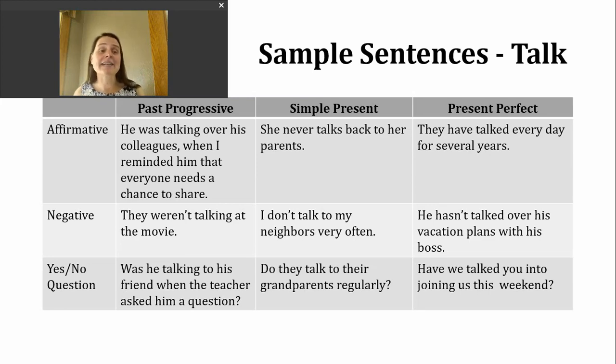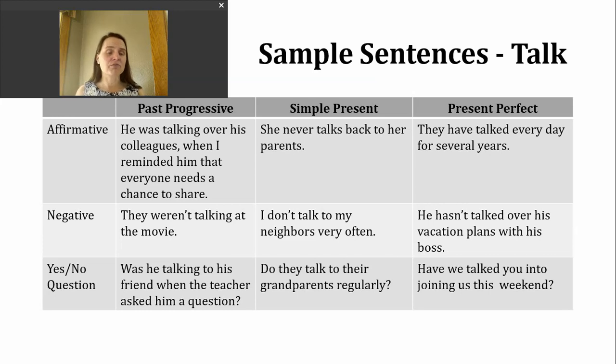If we want to make negative past progressive, we need to insert not after our be verb. Here's an example. They were talking at the movie. So as the movie was shown, they weren't speaking.